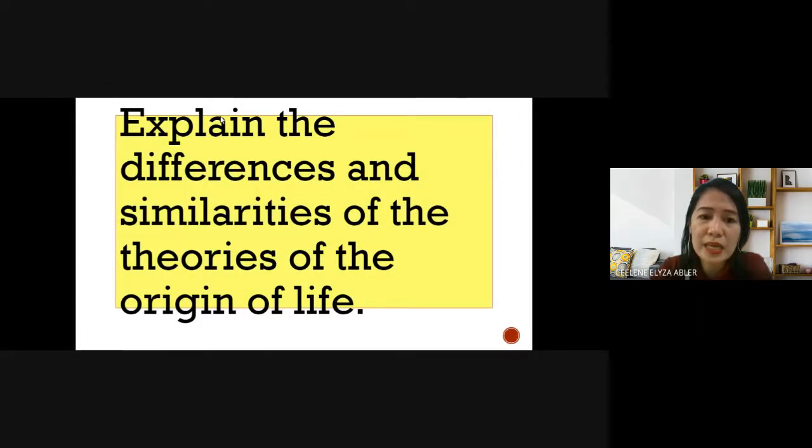So pwede kayong mag-explain before pointing out your own view. You can explain the differences, similarities, and saan ang weakest point na parang saka ninyo na discover sa inyong sarili, I don't like their explanation and I don't like their ideas. Okay, so pwede kayong magsabi doon. Okay, so from Denise and Juliana, you can type in your questions sa ating chat box.